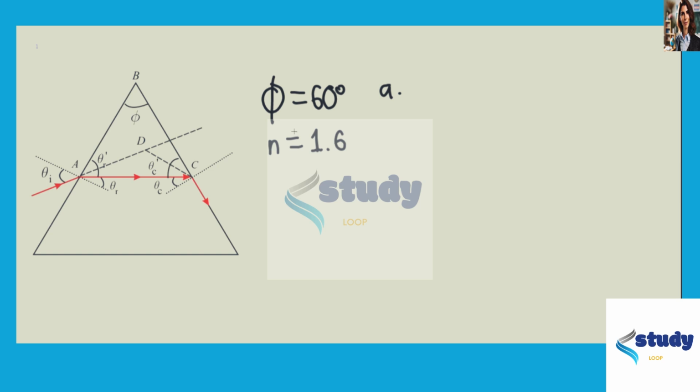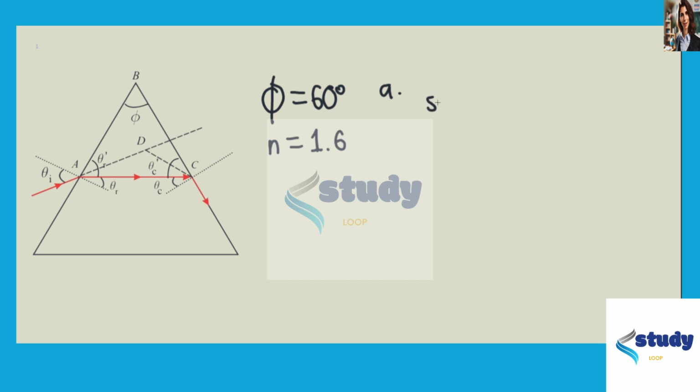We are going to let the incident angle at the first face be theta sub I, and this would be refracted at the first surface. This would be theta sub R. We can say that theta sub C would then be the critical angle, the critical incident angle at the second surface. So now we can use Snell's law of refraction.